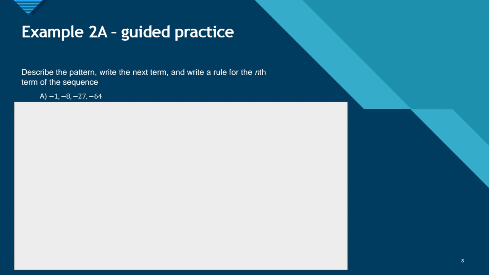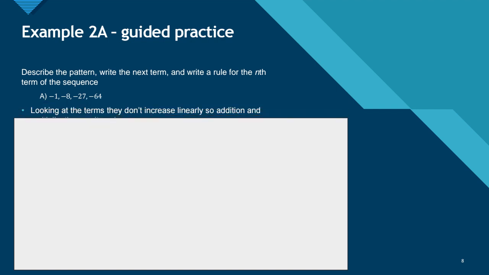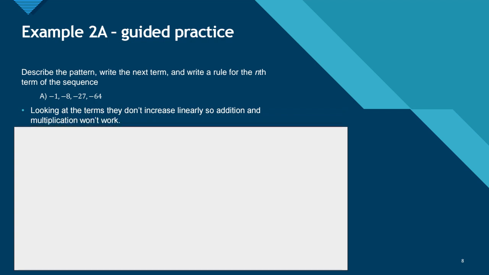So for example 2a, you are to describe the pattern, write the next term, and write a rule for the nth term of the sequence. So the sequence we have here is -1, -8, -27, and -64. So we're looking for a rule or a pattern that connects these numbers together. So they don't increase linearly, so addition and multiplication won't work. It's not like the pool balls where you're adding 1 to each row, or the even numbers where you add 2 to get to the next term.